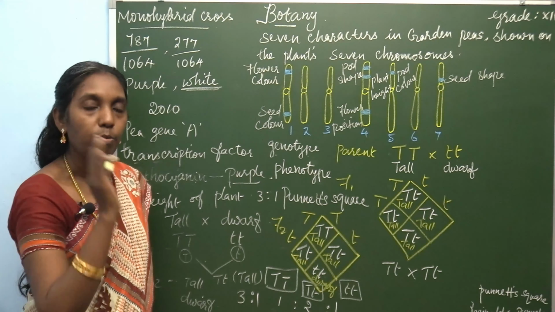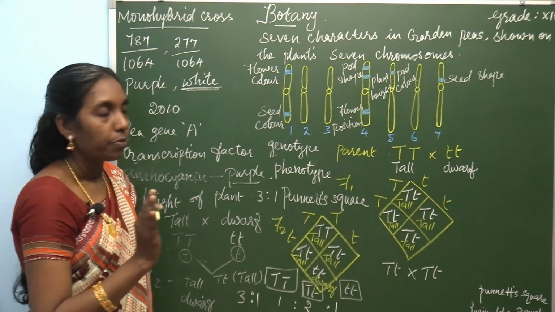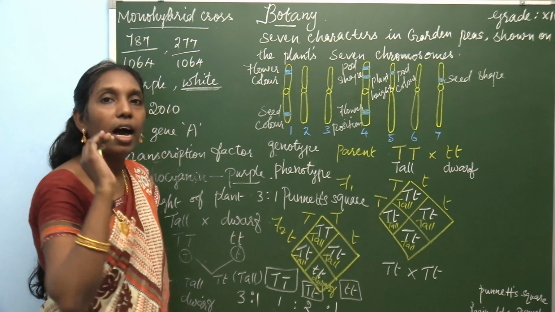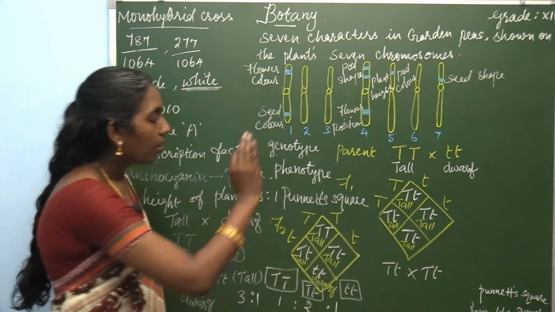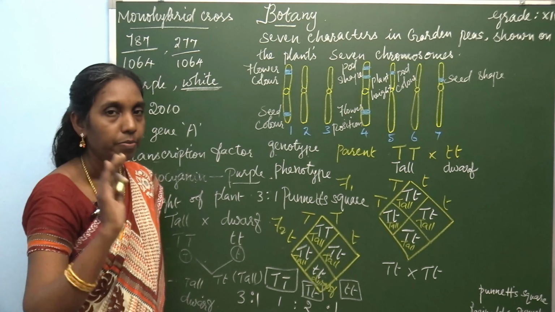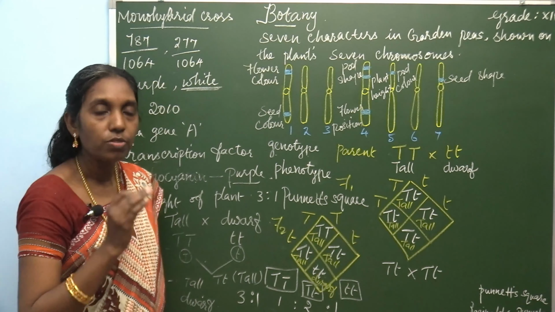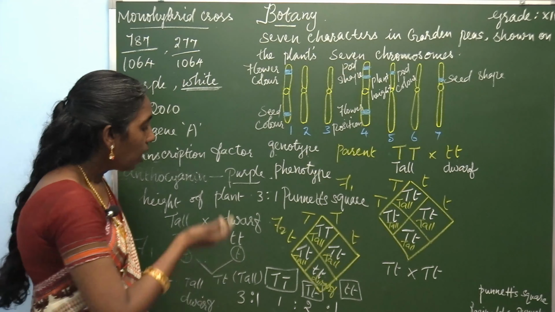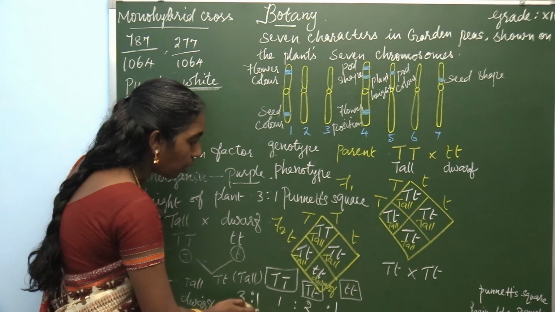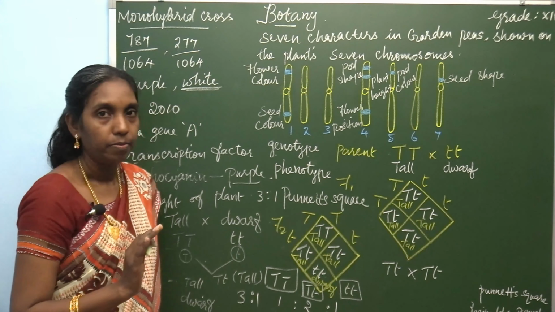This is a monohybrid cross. You understand that in a monohybrid cross there is a single character, here the height of the plant. In the F1 generation all plants are tall, but the F2 generation gives two different ratios, phenotypic as well as genotypic. The phenotypic ratio is 3:1 and the genotypic ratio is 1:2:1.